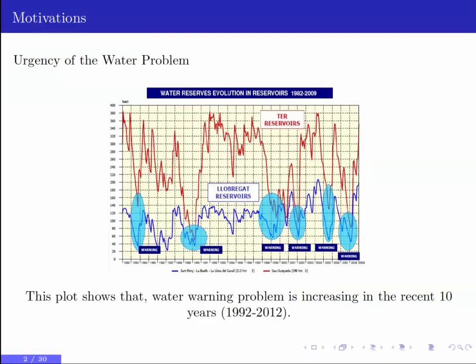In recent years, the water problem has become more and more important because of decreased supply but increased demand and pollution. For example, the Catalunya Regional Water Network, which is my case study, has had more than 6 water shortage problems in the past 20 years. And what is worse, the frequency has also been increasing in the recent 10 years. Because of that, a more efficient and appropriate control technique for water systems is urgently needed. And this is one motivation of my research.